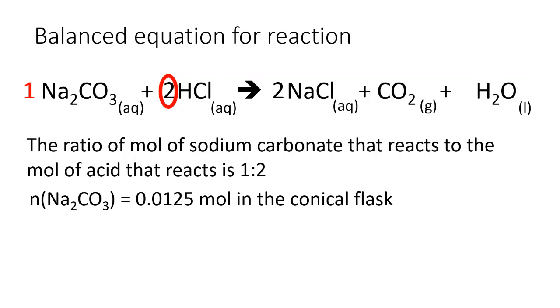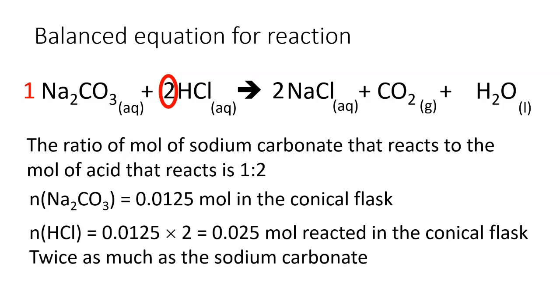So if I know the number of mole of carbonate in the conical flask, how much acid will I need? Well, I'll need to get that 0.0125 mole, which is the amount of carbonate in the conical flask, and because of the ratio, I need to multiply that by 2 to get the number of mole of hydrochloric acid that reacted in the conical flask with the sodium carbonate.